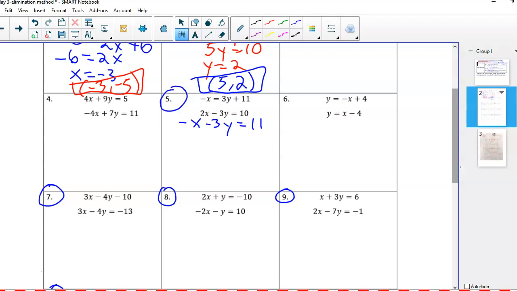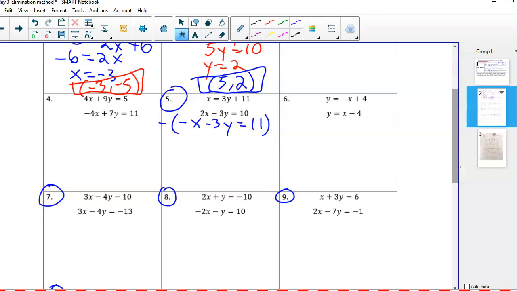Okay. Now, looking at both of these, do we have a variable with the same coefficient? Y. Could I add these two together and they cancel? Negative 3y plus negative 3y would be the same thing as negative 3y minus 3y. Would they cancel? No. So in this case, I'm still going to subtract, but it's going to change a lot of our signs when we do.